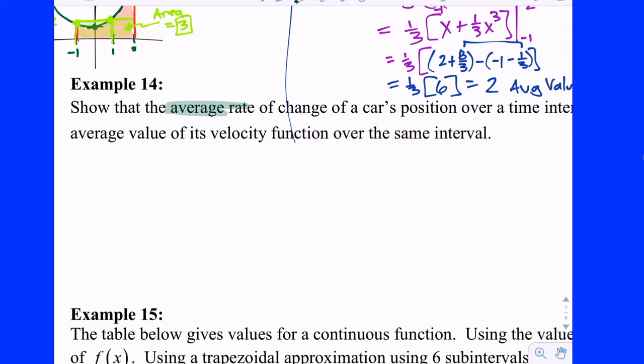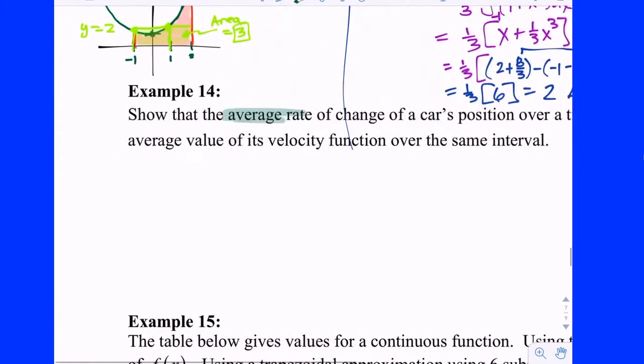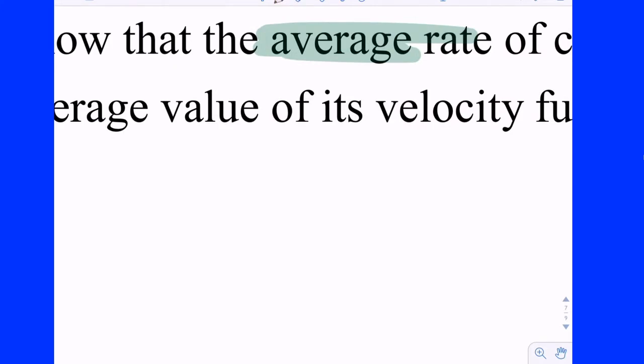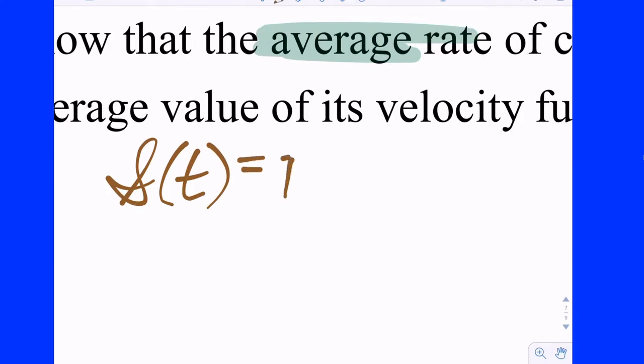Oh, that's a lot of words. Let's start with the first part. Show that the average rate of change of a car's position over time from t1 to t2. So let's go ahead and give the position function a name. What do you want to call the position function for the car? How about S? Okay. We usually use S for position. I'm going to use script letter S. So we'll let S of t be the position of the car in terms of t.